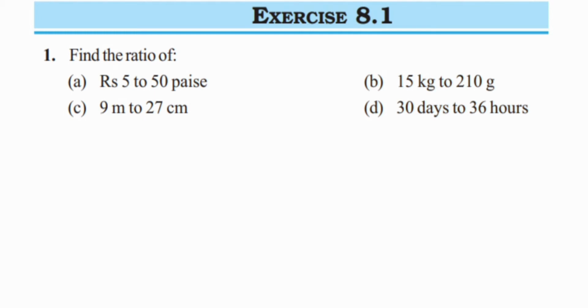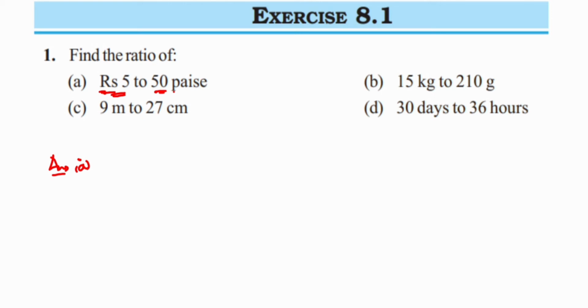The first thing we should remember is that whenever we're writing a ratio, we have to make sure that the units are the same. In the first question, A, we have 5 rupees and 50 paise. Rupees and paise are two different units, so we have to convert them into the same unit. We can convert paise into rupees or rupees into paise. In both cases, the ratio will look a bit different. Here I'm converting rupees into paise.